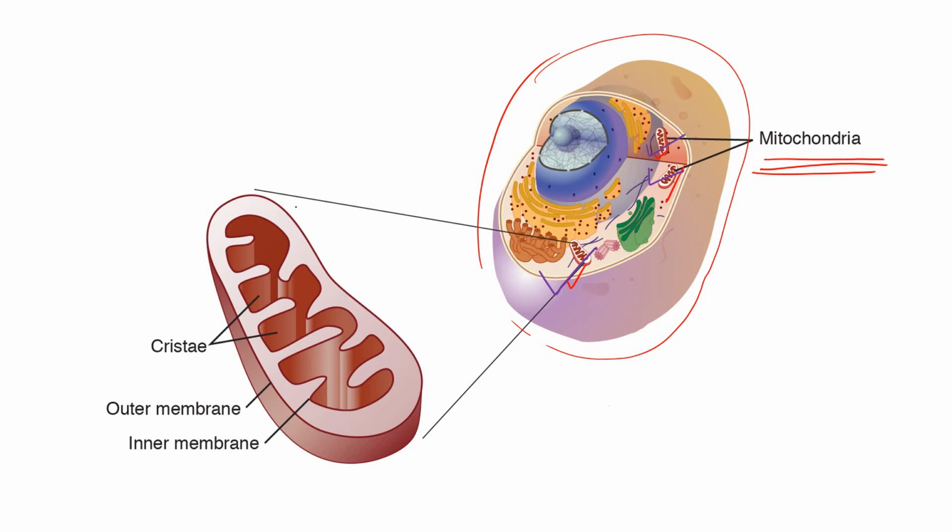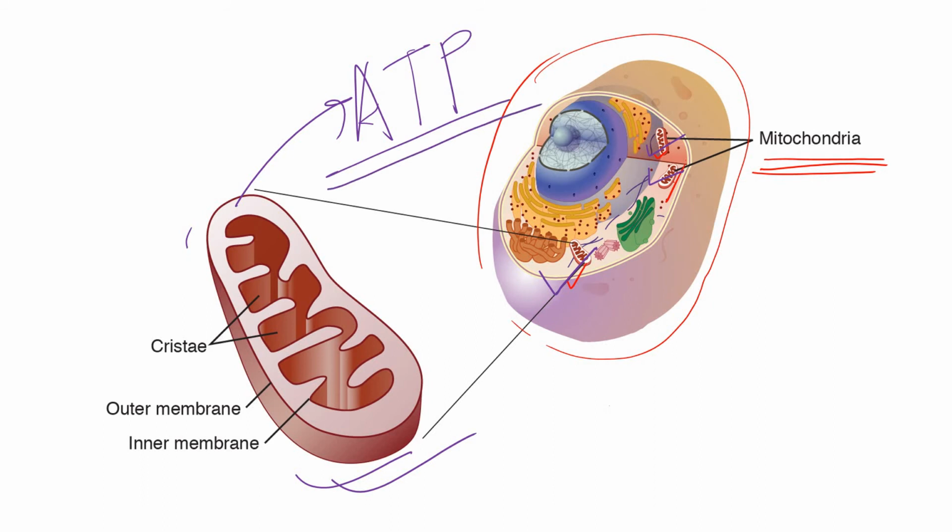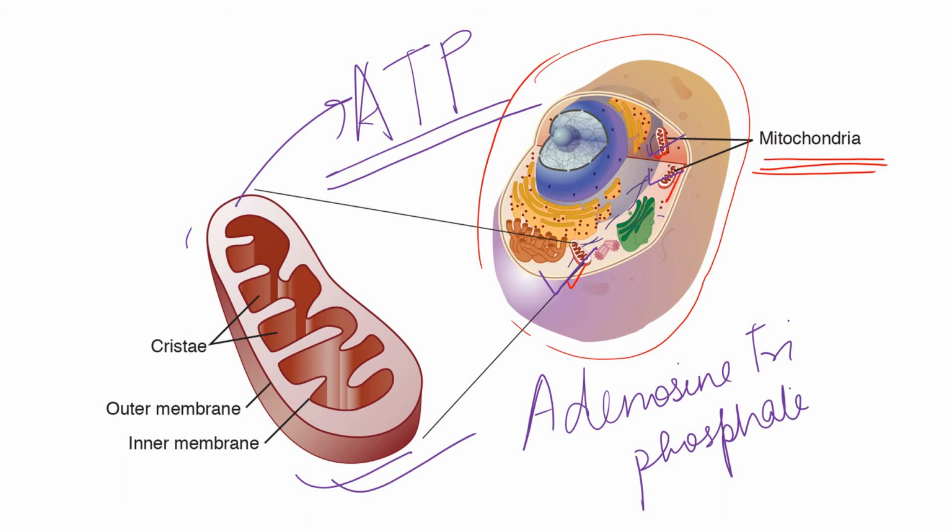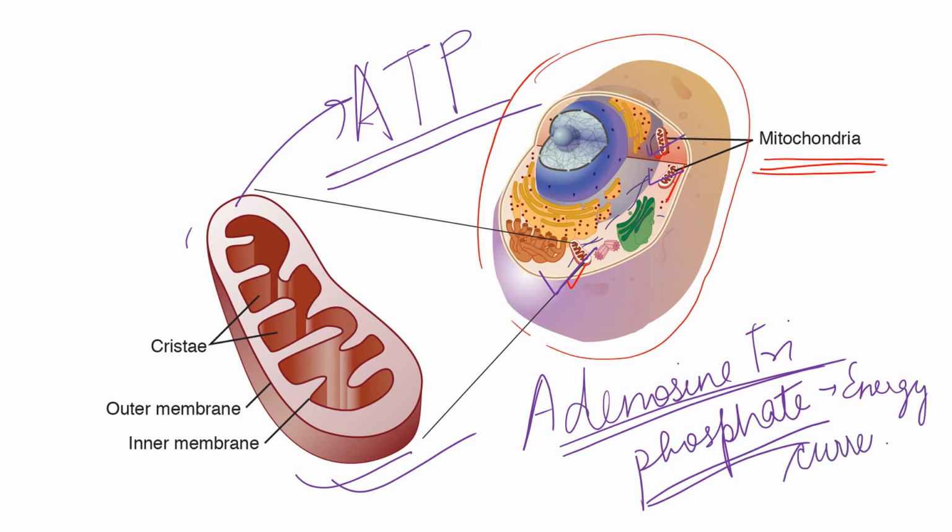So now if we zoom into this mitochondria, we can see that the structure of the mitochondria is like this. Right, so these are the powerhouse of the cell because they generate ATP, that is adenosine triphosphate. And this is the energy currency of the cell. Just like what is the name of the currency of India?